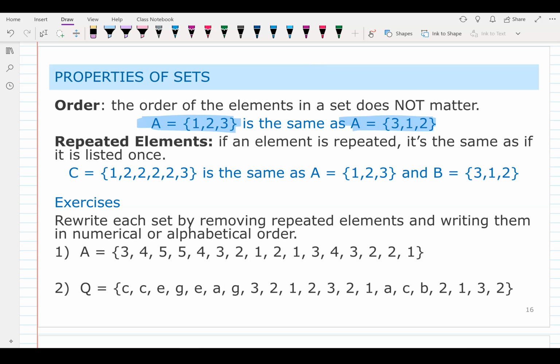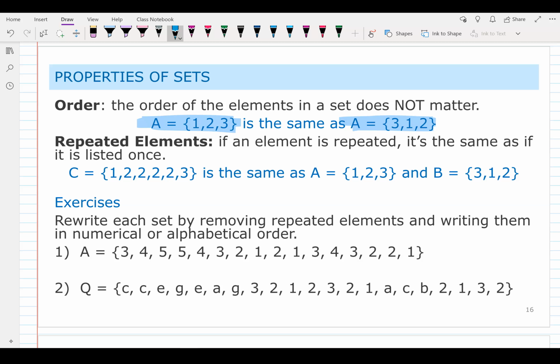The second thing I'll bring up is if you have a repeated element, it's the same as if it was listed once. So when you look at a set, if you have a lot of repeated digits, it's almost like idempotency in Boolean algebra. Repeated elements don't change the set. It's like saying you have 100 blue shirts.